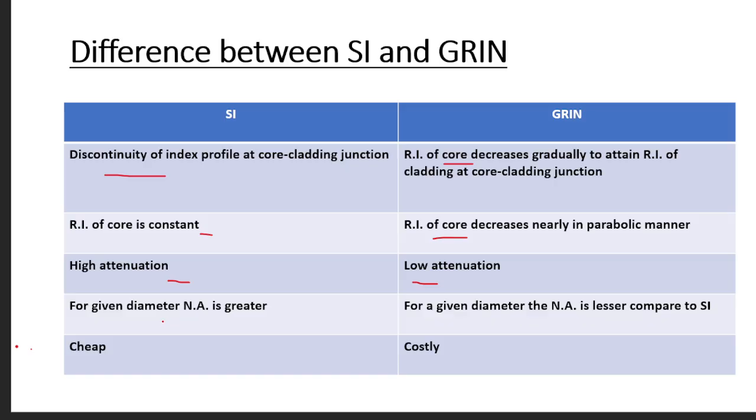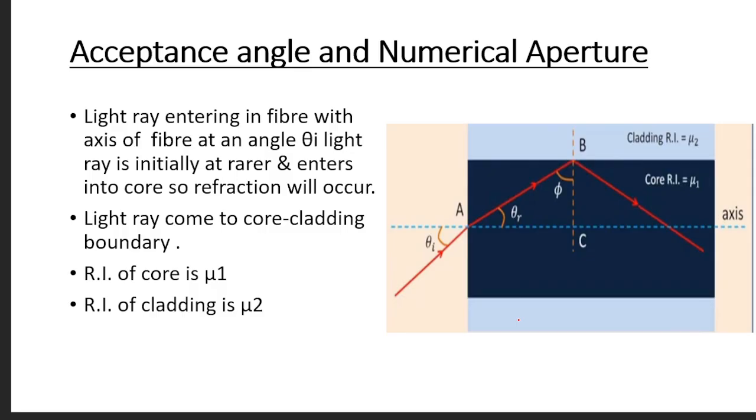Now the next point is, for step index, the numerical aperture is greater, and for a given diameter in graded index, the numerical aperture is less as compared to the step index. Now the step index is cheap and the graded index is costly. So let us discuss the derivation for acceptance angle and the numerical aperture.